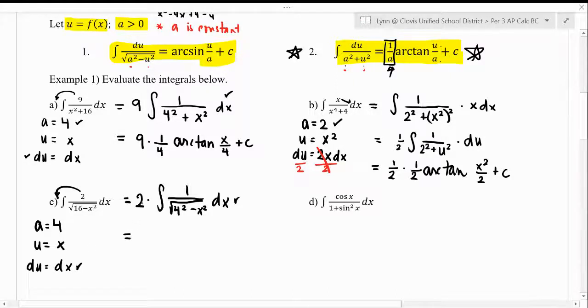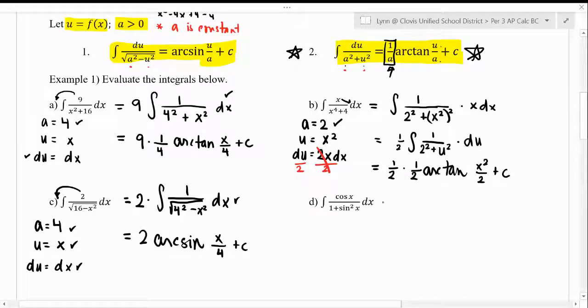And so then now I just do my arcsine pattern. So notice that there's no 1 over a here. I didn't forget it. It's just not there. So I have the 2 that I'm going to bring down, and then it's going to be arcsine of u, which was x, over a, which was 4. And there's my arcsine pattern. Lovely. All right, so moving on.